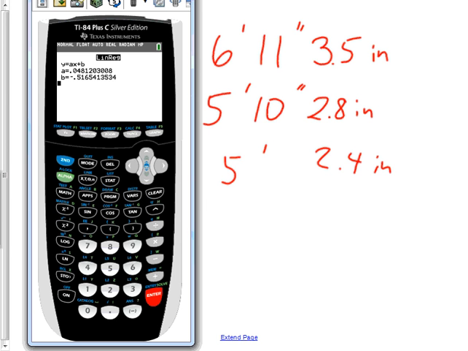I'm going to pause for a second while you think about that. If we have a person who is 7'2", how long should their pinky be? I'll pause while you try that.